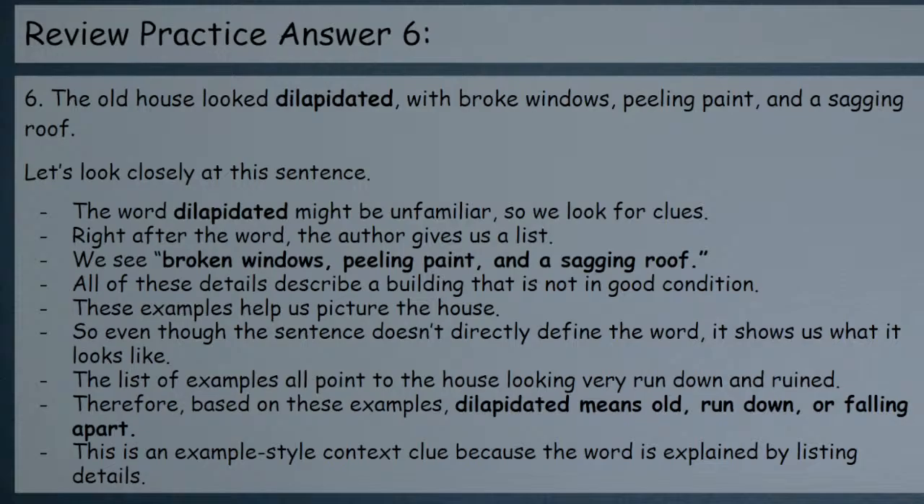The whole house looked dilapidated, with broken windows, peeling paint, and a sagging roof. The word dilapidated might be unfamiliar, so let's look for clues. Right after the word, the author gives us a list. The list says broken windows, peeling paint, and a sagging roof.